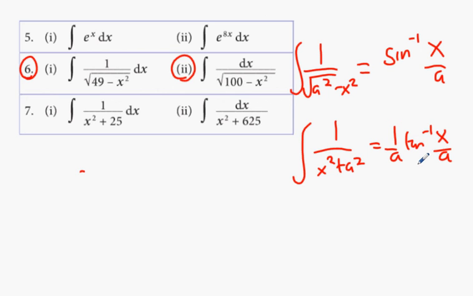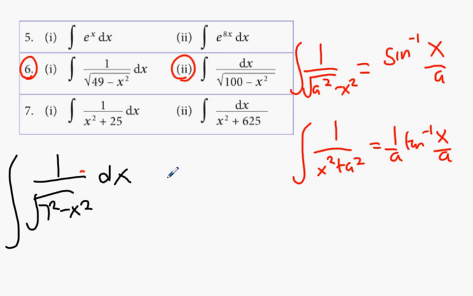Okay, so what we're going to do here is we figure out the a value and we figure out the x value. So in 6 part 1, you can say that it's 1 divided by the square root of 7 squared minus x squared dx, and that in turn will get us sine inverse x over 7.